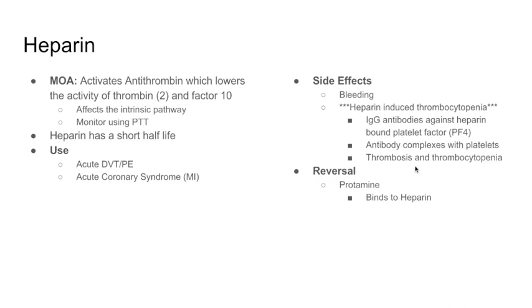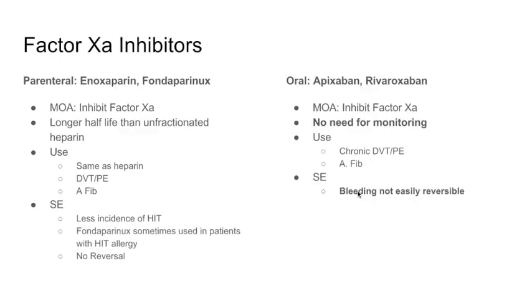The problem is not just thrombocytopenia, but you also get thrombosis, because these platelets kind of clog the vessels, so you get a thrombotic state. If you have bleeding from heparin, you can reverse it using a medication called protamine, and protamine binds to heparin.